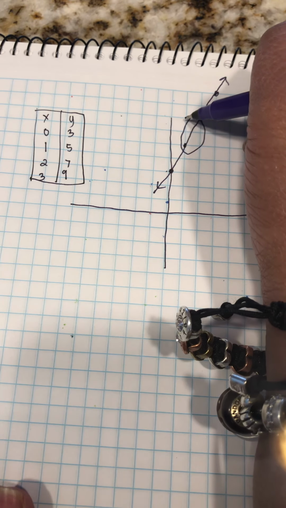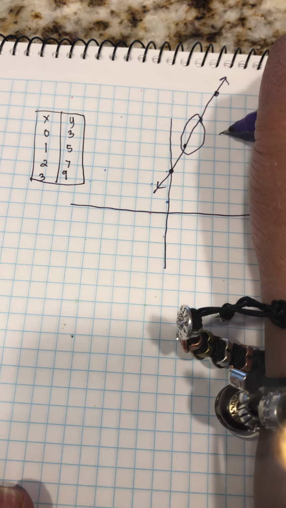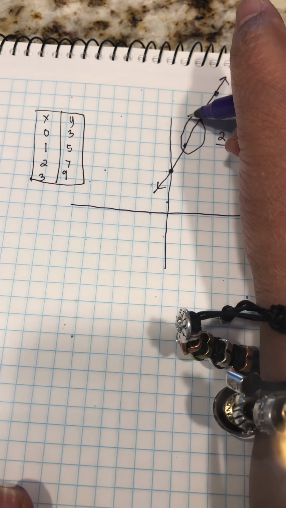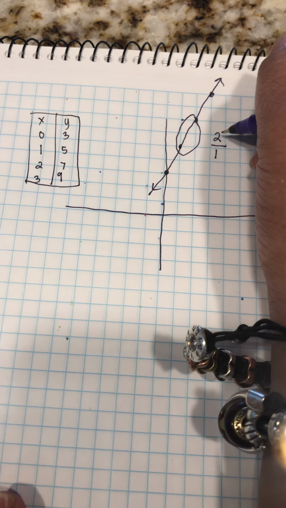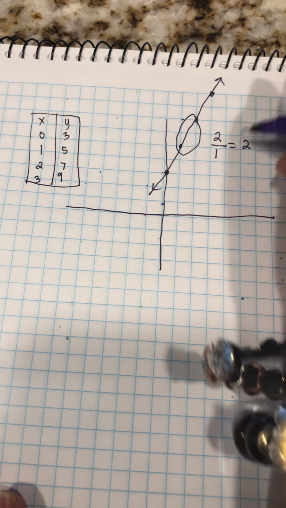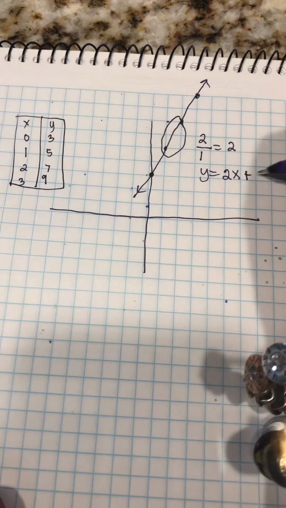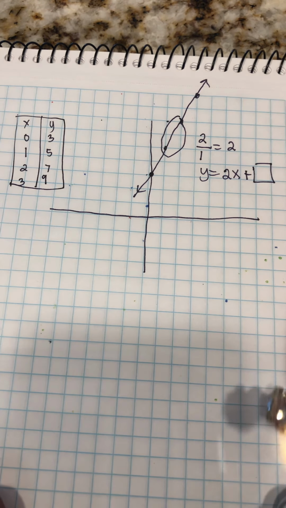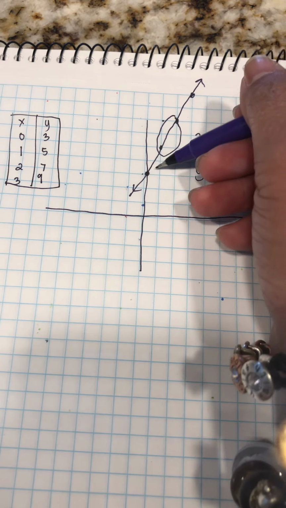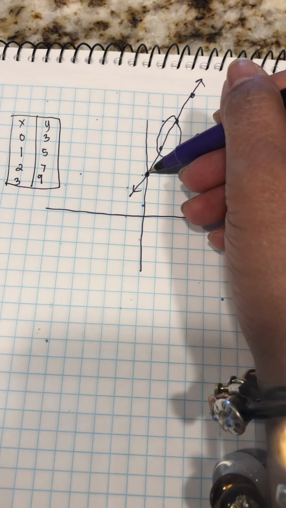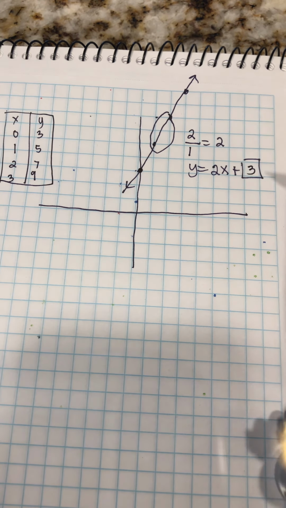So it has to go 1, 2. So the change in y is 2 steps. 2 steps over, how many steps did it go across? Over 1. So the slope here is equal to 2. So the slope is 2x plus whatever is your y-intercept. Now your y-intercept is where did this line hit the y-axis? So it hit at point 3. So then your y-intercept is 3.